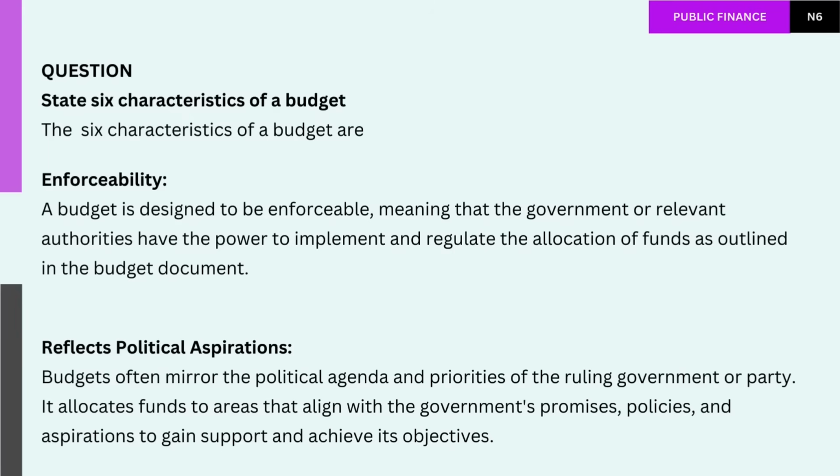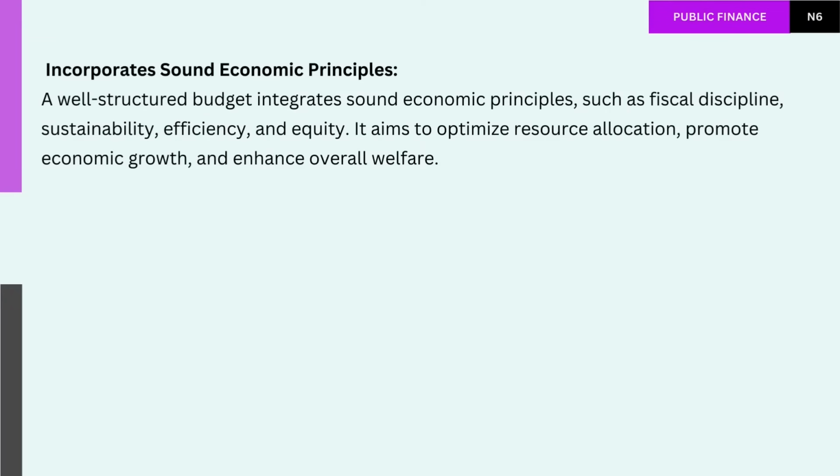2. Reflects political aspirations. Budgets often mirror the political agenda and priorities of the ruling government or party. It allocates funds to areas that align with the government's promises, policies, and aspirations to gain support and achieve its objectives. 3. Incorporates sound economic principles.